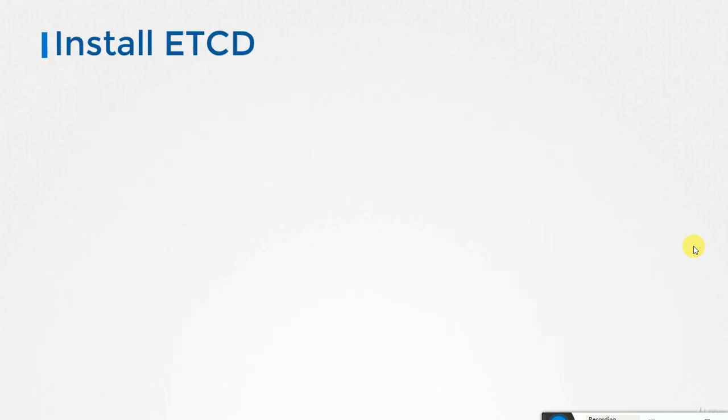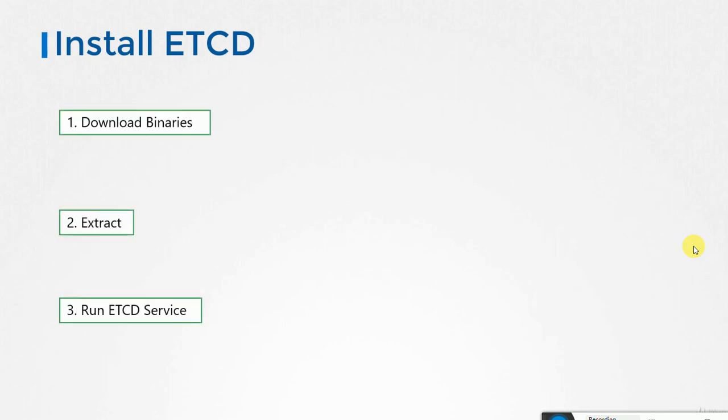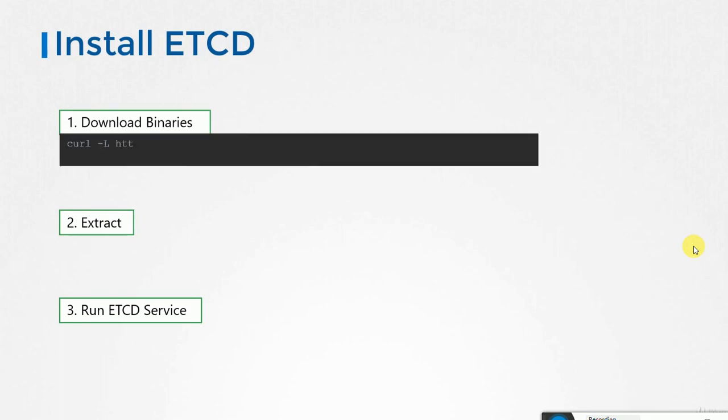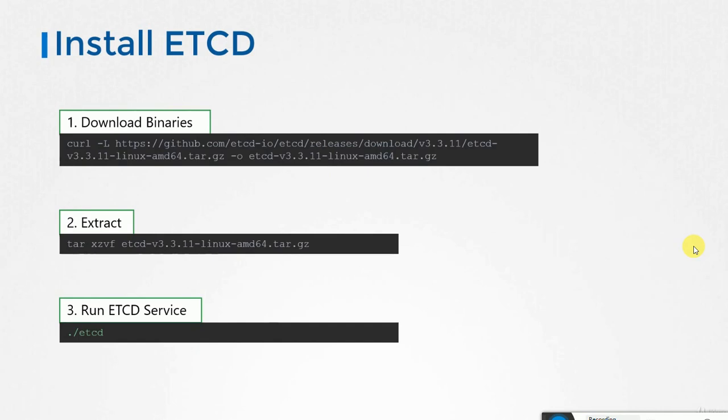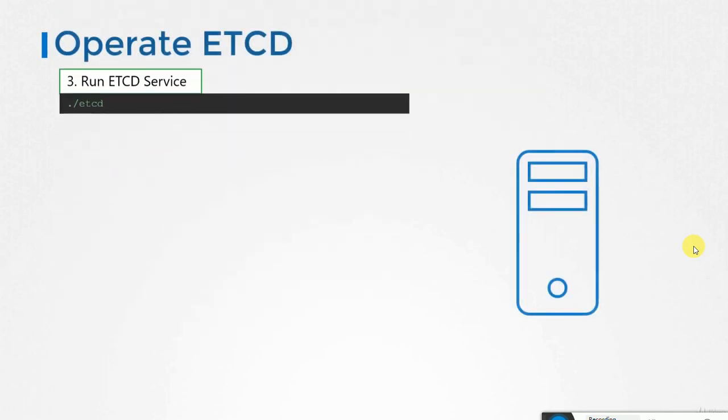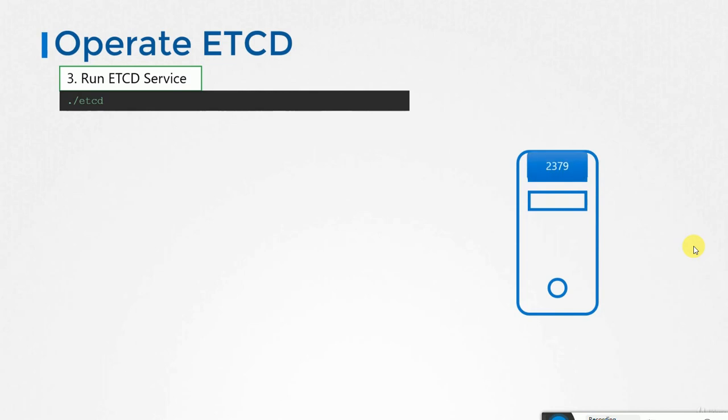It's easy to install and get started with etcd. Download the binary, extract it, and run. Download the relevant binary for your operating system from the GitHub releases page, extract it, and run the etcd executable. When you run etcd, it starts a service that listens on port 2379 by default. You can then attach any clients to the etcd service to store and retrieve information.